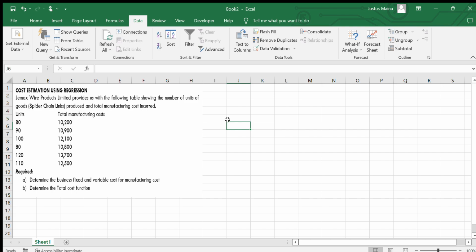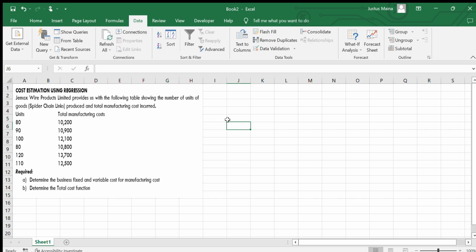Today we have been given a question to solve on cost estimation using regression. The question reads: JMax Wire Product Limited provides us with the following table showing the number of units of goods that have been produced and the total manufacturing cost incurred. We have been given the units and the total manufacturing cost, then we are told required: you're supposed to determine the fixed and variable cost for manufacturing cost and also determine the total cost function.